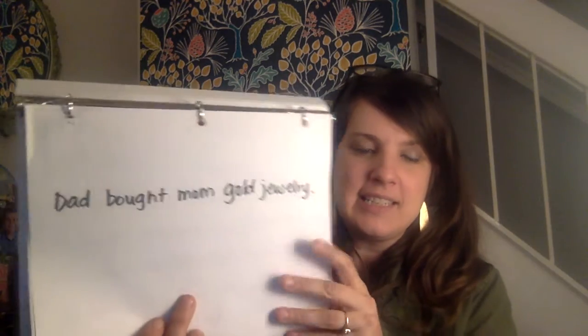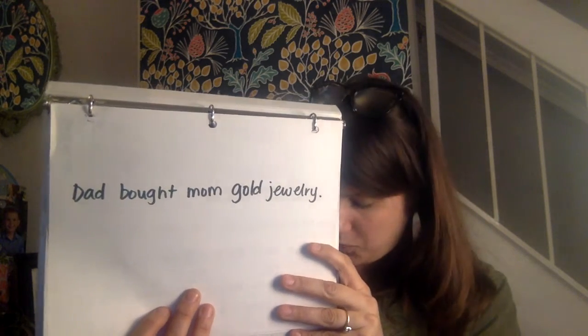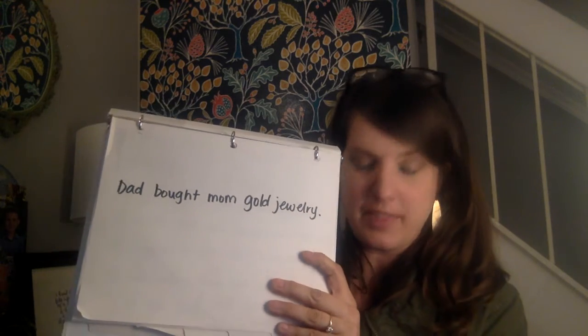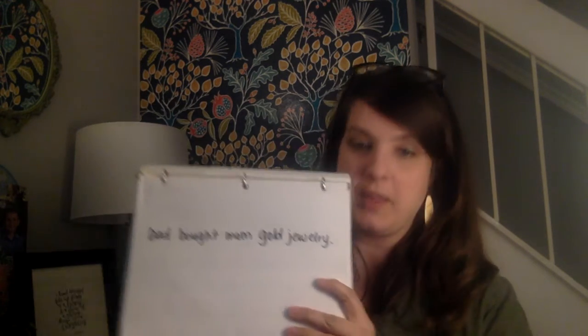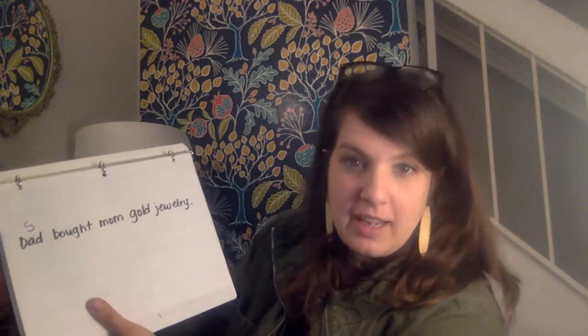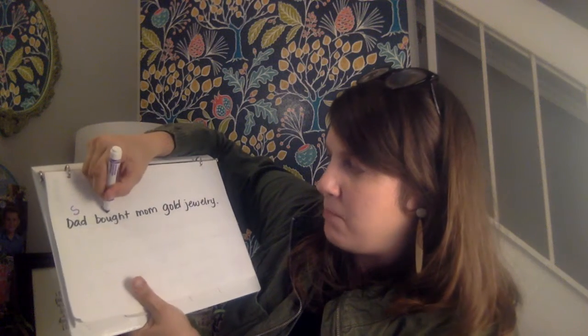So if we take this sentence, Dad bought Mom gold jewelry. First of all, good job, Dad. And then second of all, we want to think about what role each of these words is playing in a sentence. So Dad is the actor. He is the person doing the work in this sentence. And because of that, we call that the subject. Dad is the subject of this sentence. And after the subject, we usually expect to see the verb. That's what the subject does, the action of the sentence. And in this case, that's true. Dad bought, the verb.